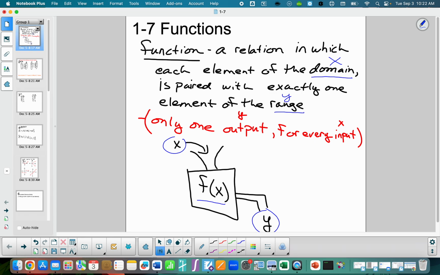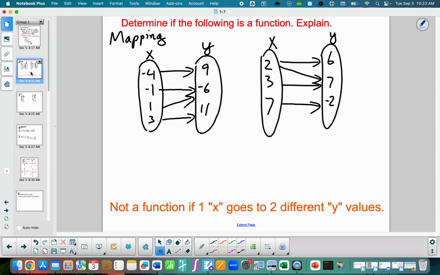So what we're going to focus on today is looking at different relations and determining are they functions or not functions. So pause this, please, and then just copy that down and let's talk about it.